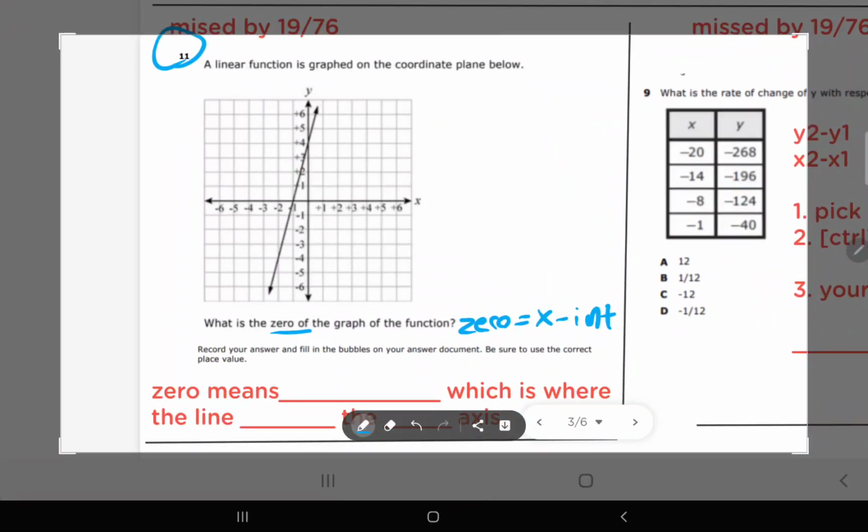Your x-intercept is where your line touches the x-axis. That's the x-axis. Where is my line touching the x-axis? Well, if I look, it's going to be right here. So my zero is going to be -1. And that's my answer. It's literally that simple.